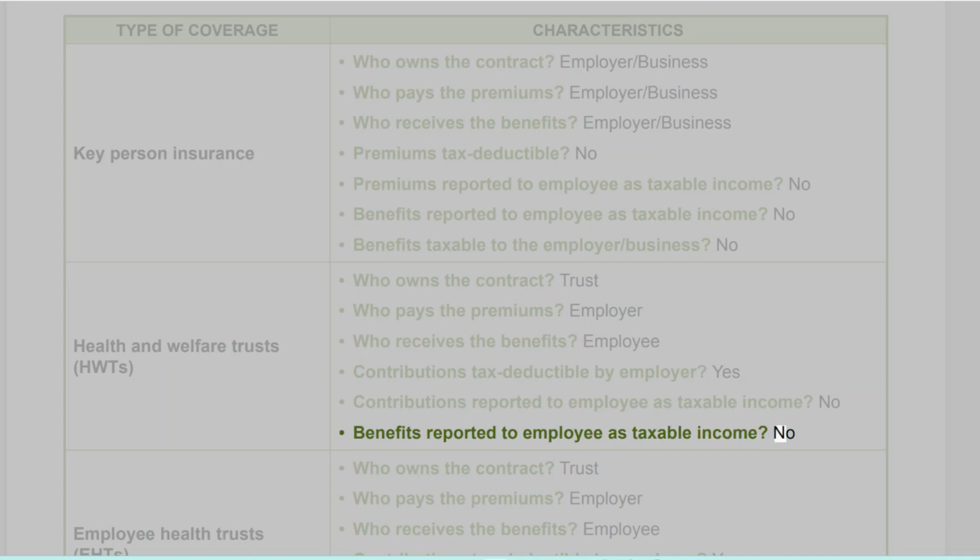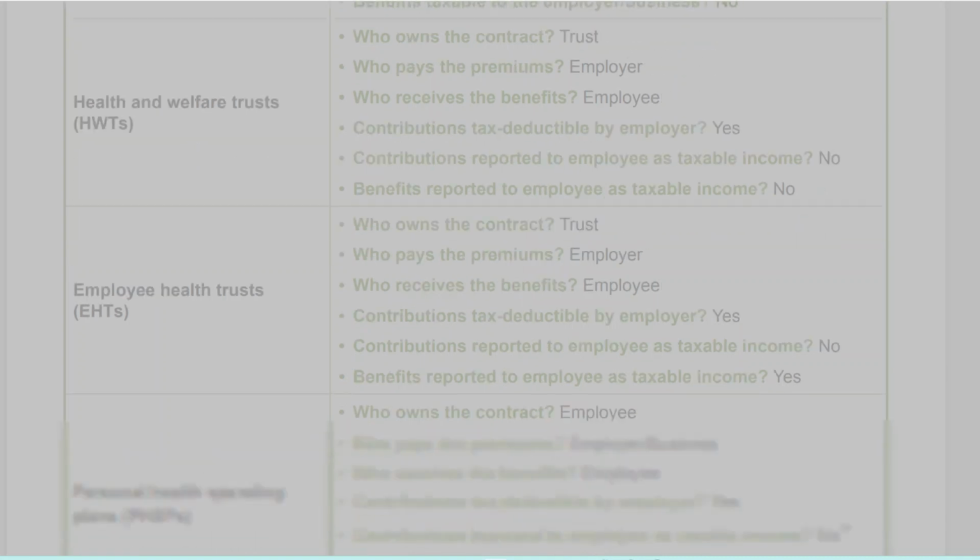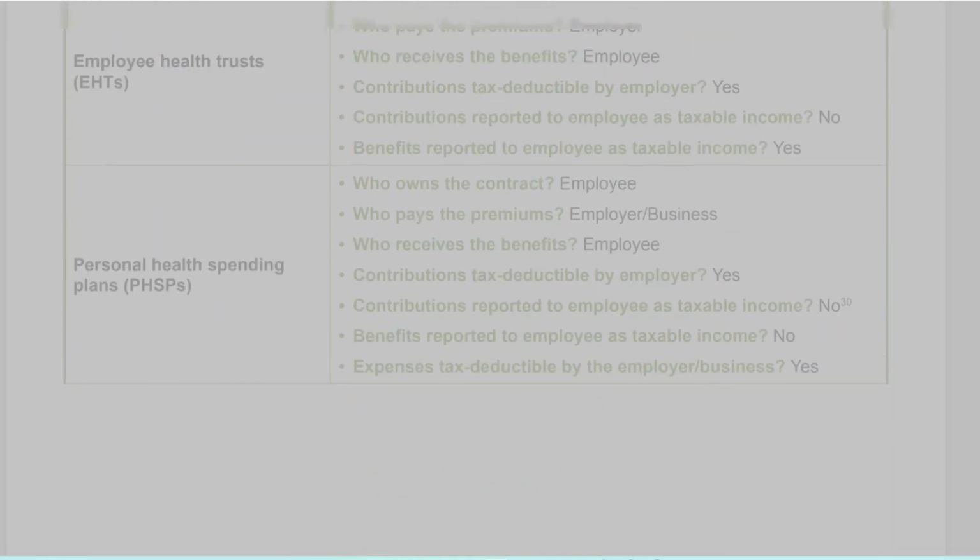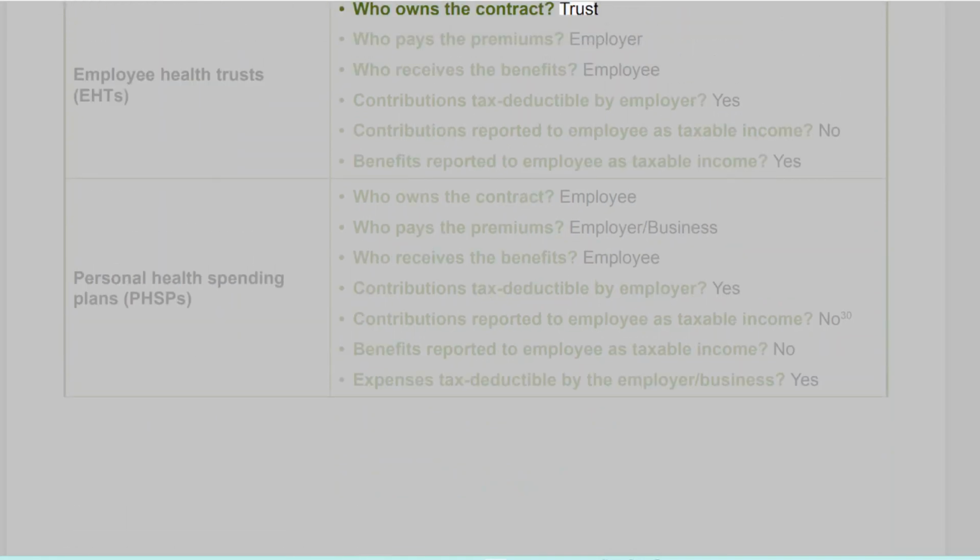Employee health trusts, EHTs. Who owns the contract? Trust. Who pays the premiums? Employer. Who receives the benefits? Employee. Contributions tax deductible by employer? Yes. Contributions reported to employee as taxable income? No. Benefits reported to employee as taxable income? No.